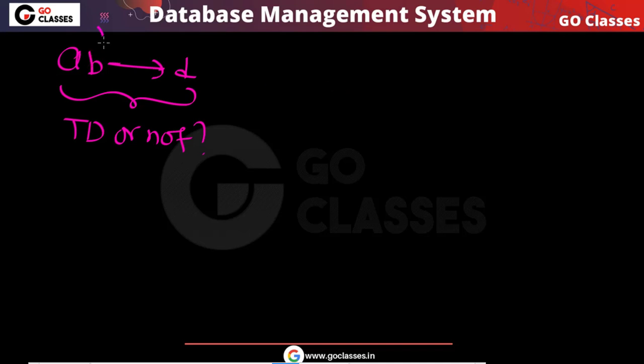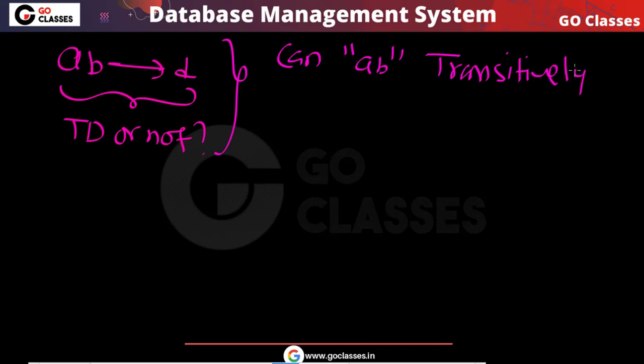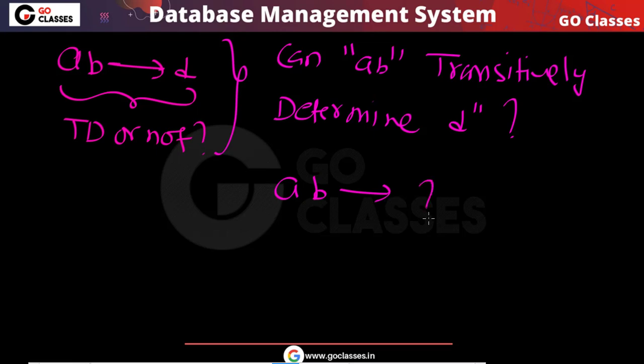Basically we need to find whether this will transitively determine D. Can AB transitively determine D? So this is our question. Do we have something here such that this diagram will happen?